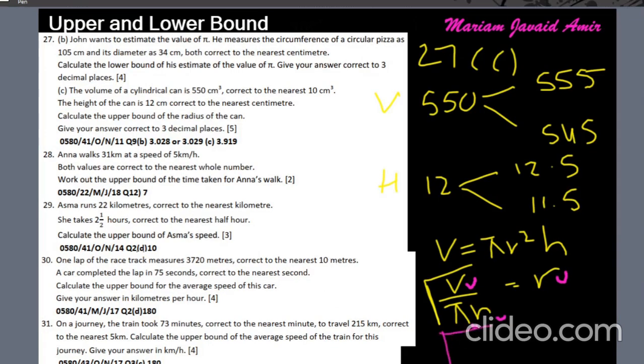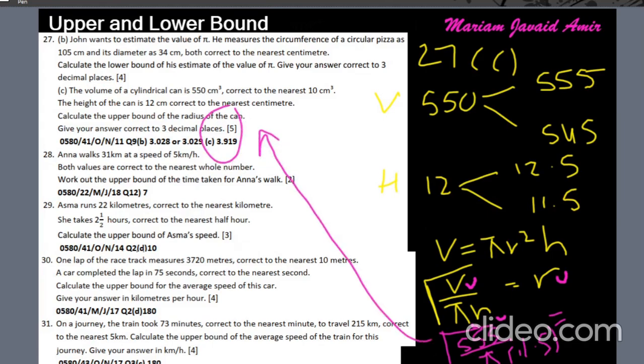Volume upper bound is 555. Pi will remain pi because this is not linked to part B. This is not a sub part of part B. So we don't have any upper bound value or lower bound value for pi right now. And the lower bound height is 11.5. So when you enter all of this in your calculator, you get 3.919. So you get this answer.